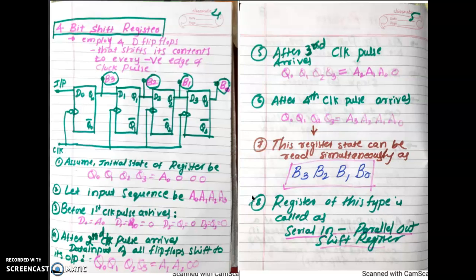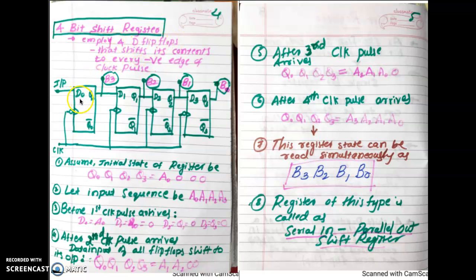Now we shall discuss a shift register that can store 4 bits. A 4-bit shift register employs 4 flip-flops, and each of these is a D flip-flop. We know D flip-flops are delay flip-flops. Whatever is fed at the D input appears at the output after a 1 clock pulse delay. This is the functionality of the D flip-flop.